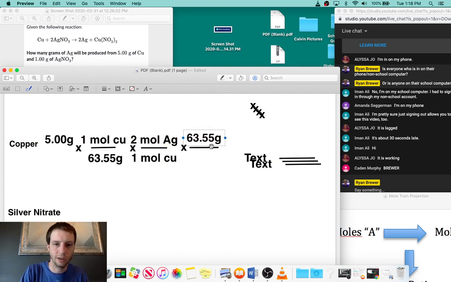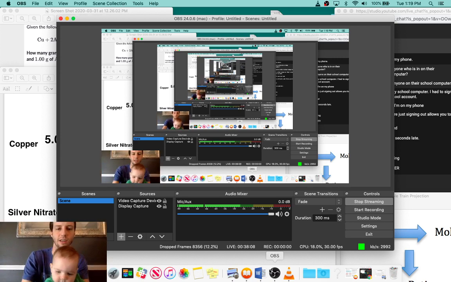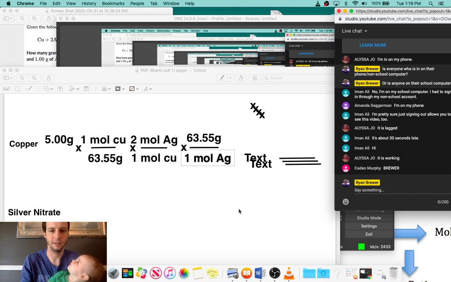Little guy's coming over here. You guys want to see Calvin? Hey, buddy. There's little guy. Calvin, we're doing stoichiometry. Here we go. 1 mole of silver. Can you see him? Let me check my screen. Oh, no, just top of his head. There we go. That's what everyone wants to see anyway. Okay. Yeah. All right. Back to mama.